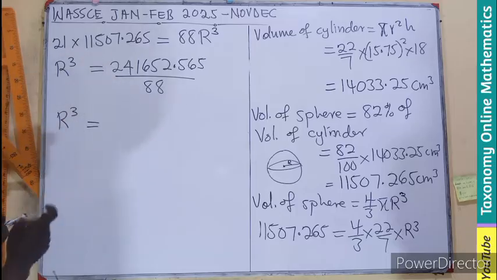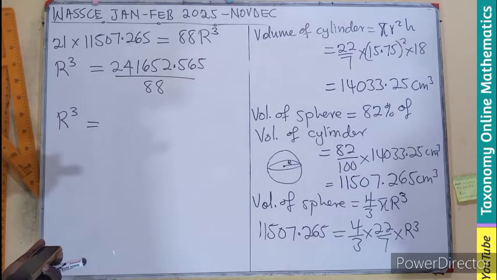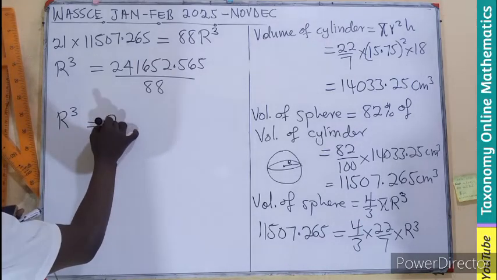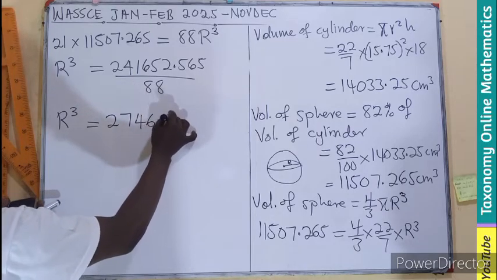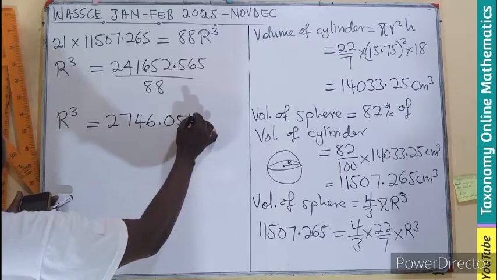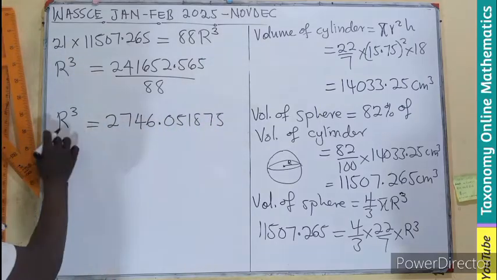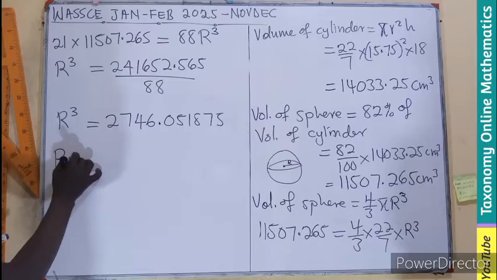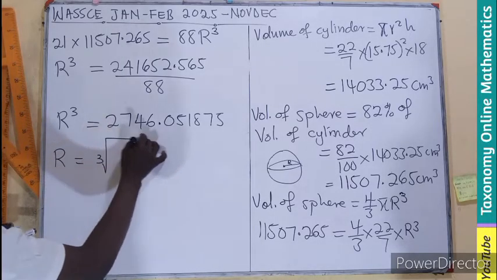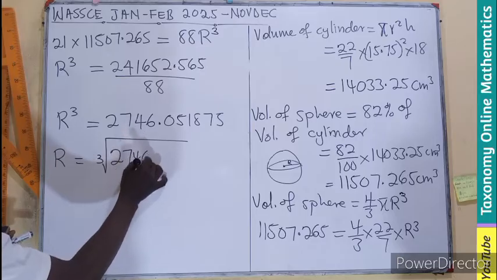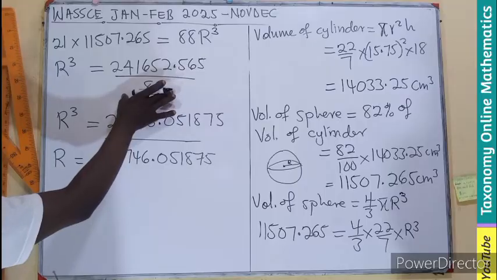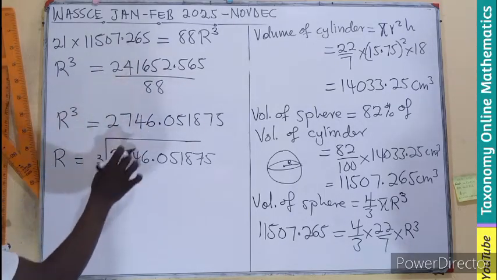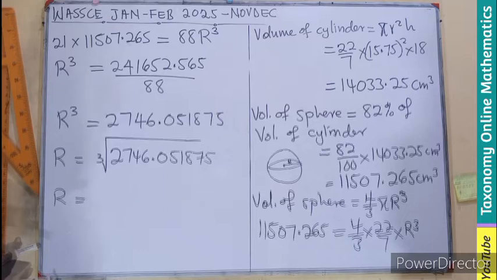So we need the R. We still have to find the value of that. If we divide that by 88, let's see what the result will be. That will give you 2746.05. Let me just write all of them. Then we find the cube root of both sides, meaning R will now be equal to the cube root of 2746.051875. You can do that also here. Find the cube root right from here. You will also get the same answer.